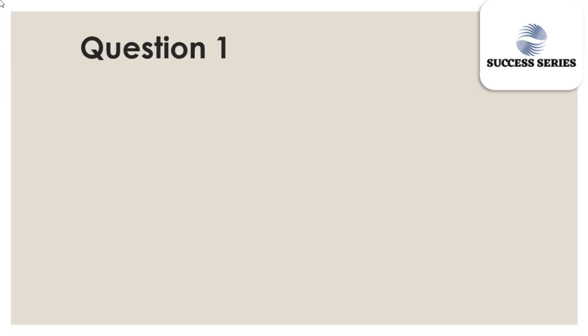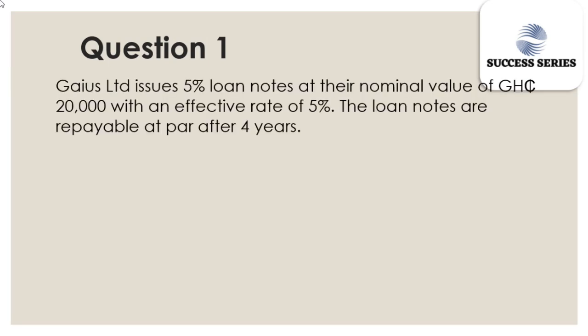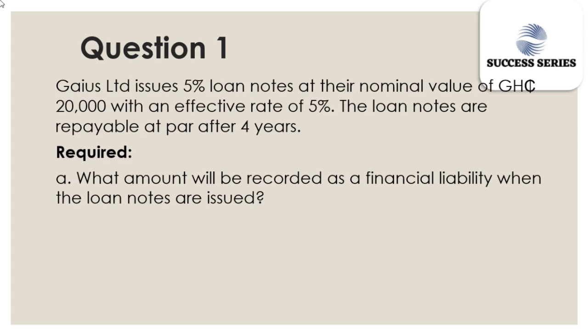Now let's pick a question to augment our understanding. Question 1. Dios Limited issues 5% loan notes at a nominal value of 20,000 Ghana cedi with an effective rate of 5%. The loan notes are repayable at par after 4 years. Required. A. What amount will be recorded as a financial liability when the loan notes are issued? So when the loan notes are issued, what are you going to record?